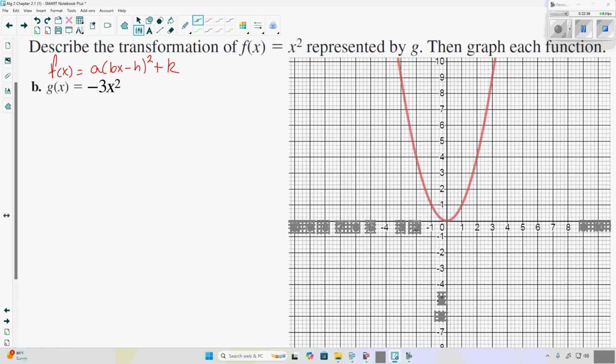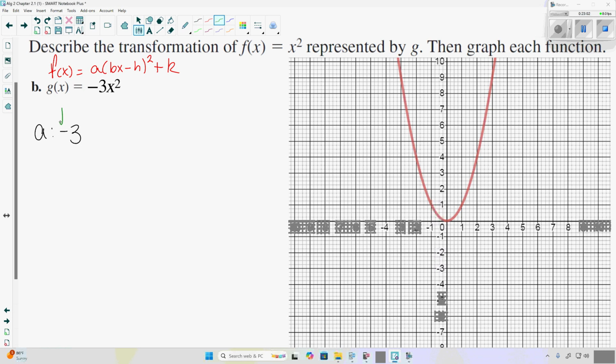So looking at this here, do we have a value for H or K? No, so that means it's not moving left or right or up or down. Do we have a value for B? No, because we would need parentheses. All it's telling me is that A is what? -3, yes? It's telling me two things.